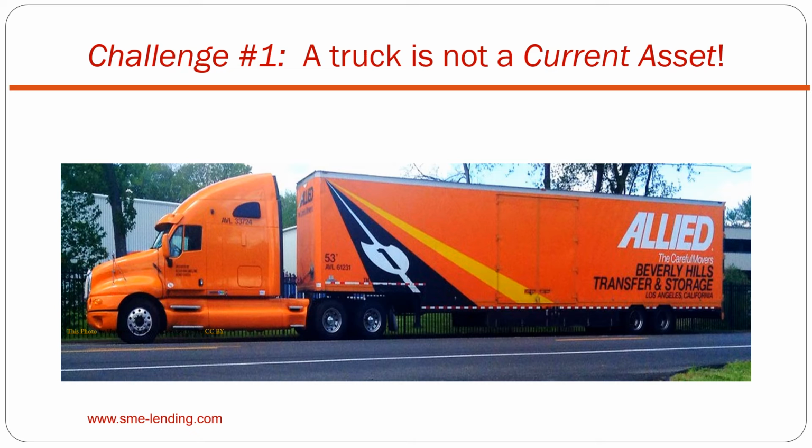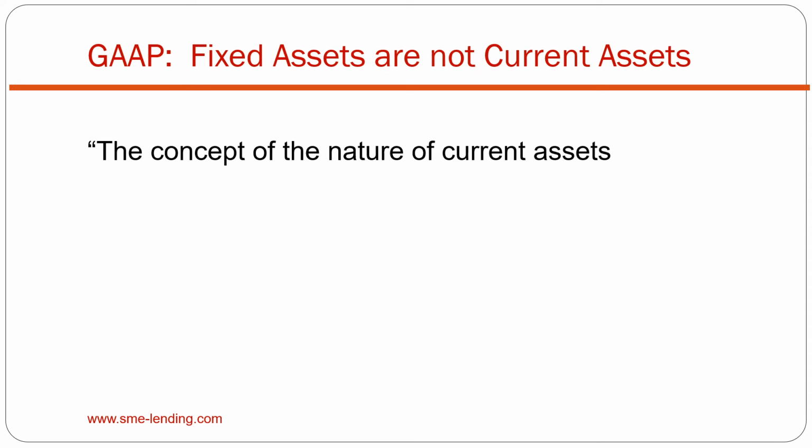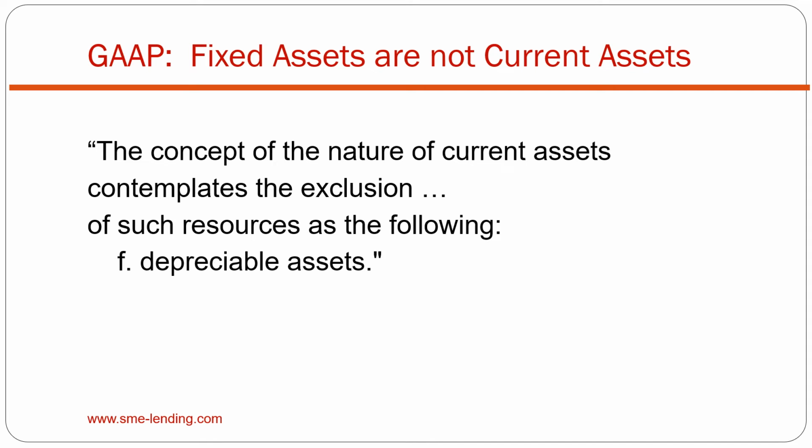In all our training and all our experience, there are current assets and fixed assets, mutually exclusive, divided without ambiguity. GAAP agrees. The concept of the nature of current assets contemplates the exclusion of such resources as the following. Item F is depreciable assets. In plain English, fixed assets are not current assets. And that, of course, was the reasonable ruling to the question that the Financial Accounting Standards Board, FASB, faced at the time. Are fixed assets current or long-term? But that was before the discovery of CPFA.